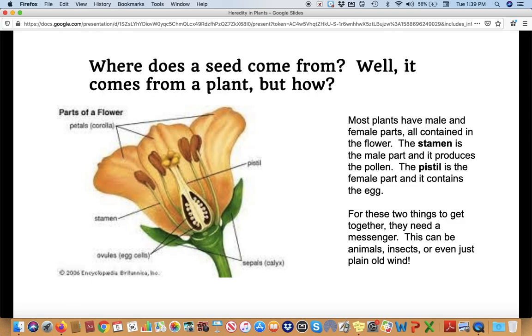Most plants have male and female parts all contained within the flower here. The stamen is the male part, these guys right here, and it produces the pollen. This is pollen up at the end of it here. The pistil is the female part right here in the middle, and it contains these eggs which need to be fertilized. So for those two things to get together, they need a messenger. This can be animals, insects, or even just plain old wind.